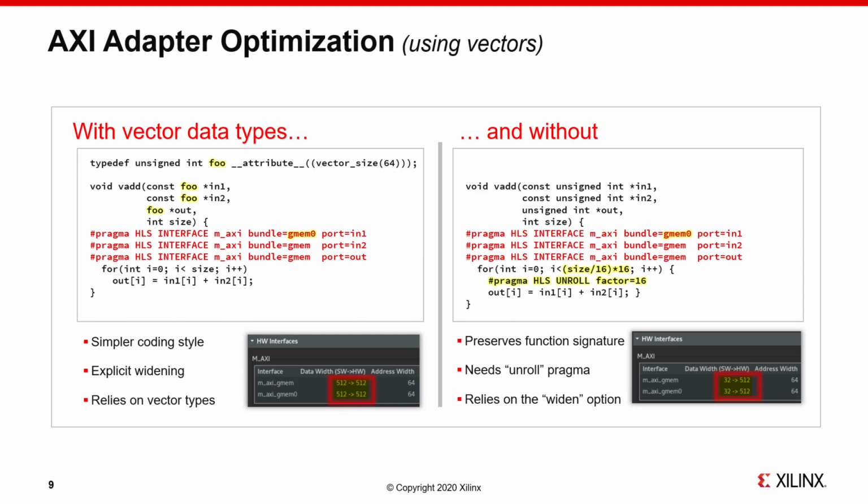The vector data type gives you a simpler coding style with explicit widening, but you have to rely on that special data type. Without vector data types, one advantage is that the function signature is the same, which is a good thing for the Vitis flow since it implies that you don't have to change the host code. Still, you may need to use the unroll pragma, and you will rely on the bit width widening option.